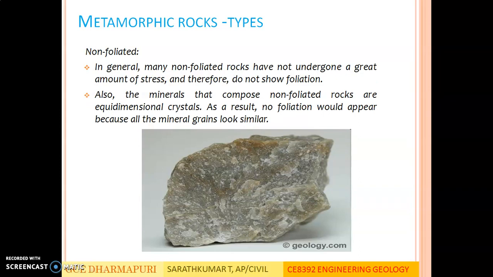The second type is non-foliated rocks. In general, many non-foliated rocks have not undergone a great amount of stress, therefore do not show foliation. Also, the minerals that compose non-foliated rocks are equidimensional crystals or equigranular crystals. As a result, no foliation would appear because all the mineral grains look similar.